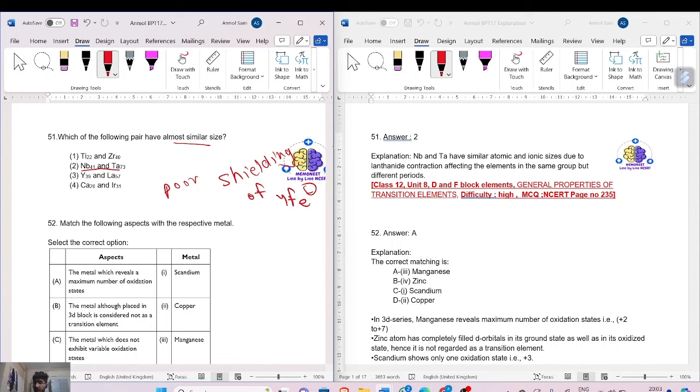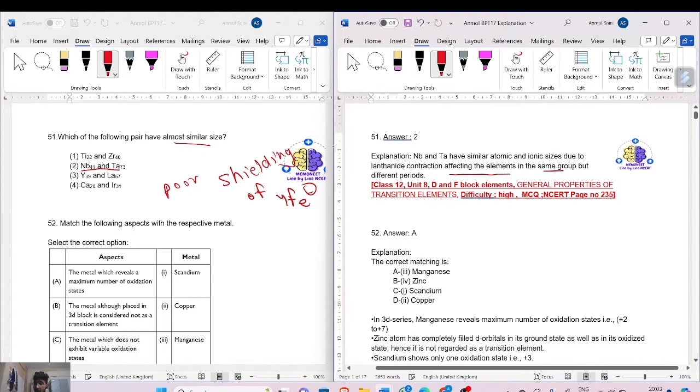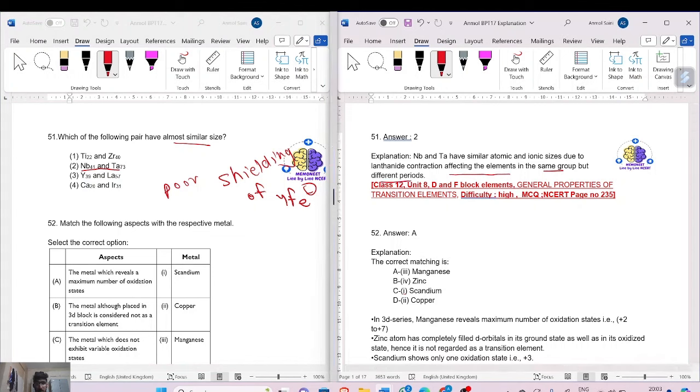Niobium and tantalum have similar atomic and ionic size due to the lanthanoid contraction, affecting elements in the same group but different period. Due to the lanthanoid contraction, there is a decrease in atomic and ionic radii in the lanthanoid series. So this is an easy question, and the correct answer is the second.